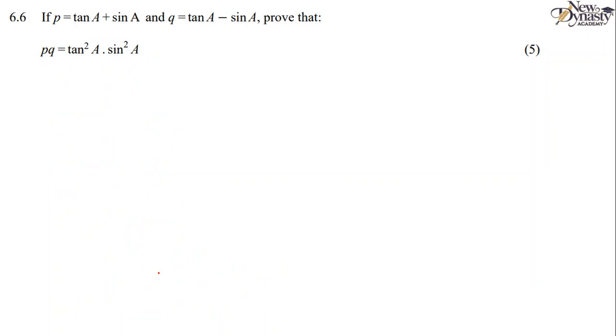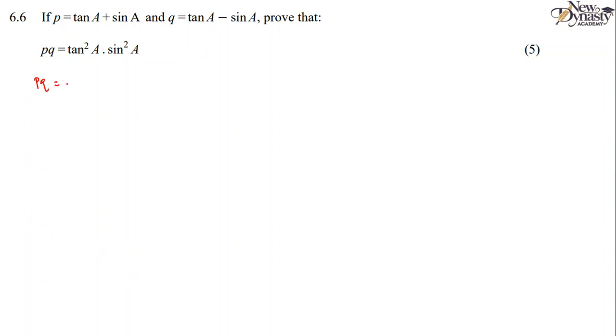Then the next question. 6.6, if P equals tan A plus sine A and Q is equal to tan A minus sine A, prove that PQ is equal to tan squared A multiplied by sin squared A. What a question. But anyway, this question leads you on what to do. Since you've got P and Q and you're told that the product of that is whatever there, it means you have to multiply P and Q from the given statement. So we are going to say your PQ.